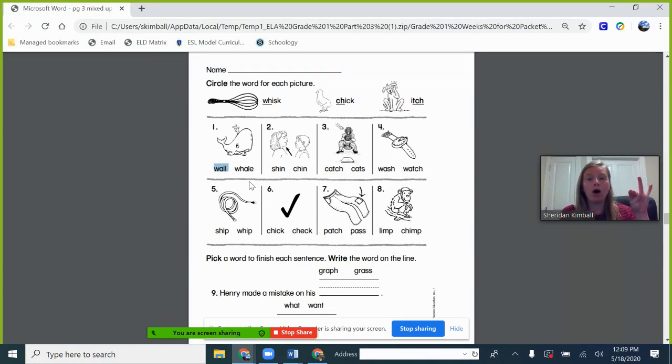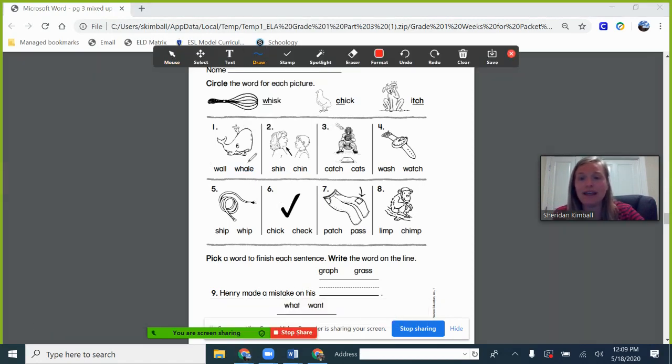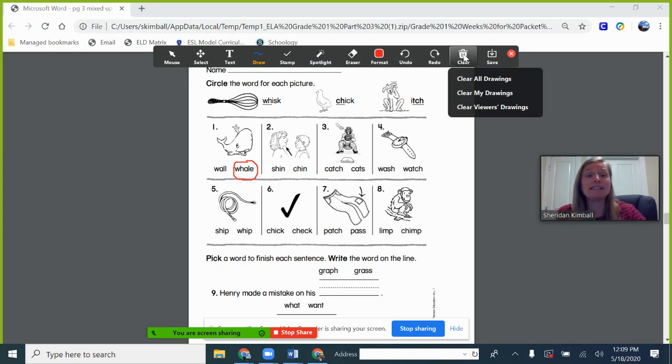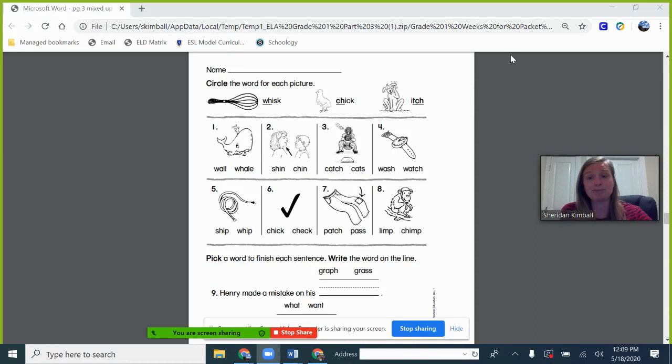All, wall. That's not a wall. Let me look at the next word. Whale. That matches. Whale. So I'm going to take out my pencil and I am going to circle the word whale because that word matches my picture. Okay, so here's your job. I am going to tell you the names of each of these pictures, and you are going to have to circle the correct answer. So let's look at number 2.